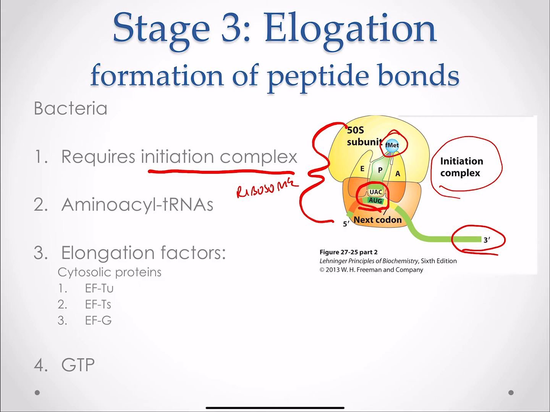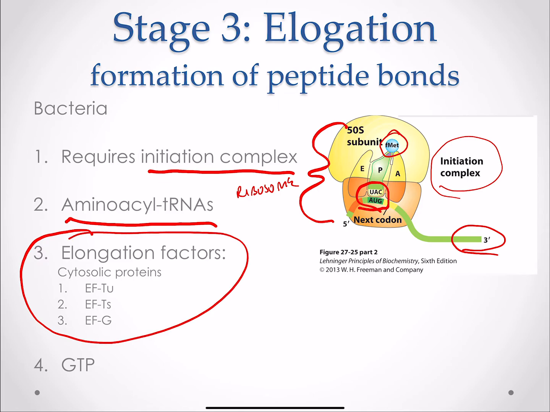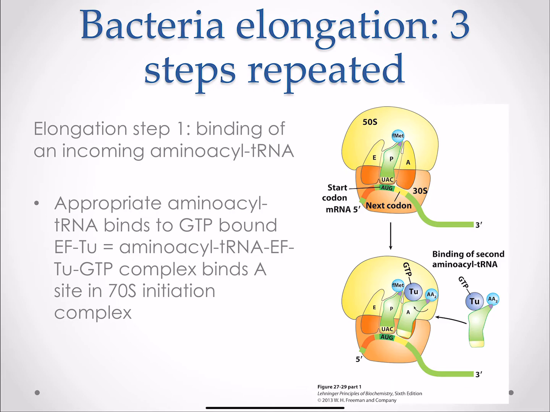And then you're going to, of course, require for elongation additional aminoacyl tRNAs, activated tRNAs with their appropriate amino acid attached. And you're going to use elongation factors. So we have elongation factor TU, TS, and G. Now for elongation, you're going to basically have 3 steps that are going to get repeated over and over again.